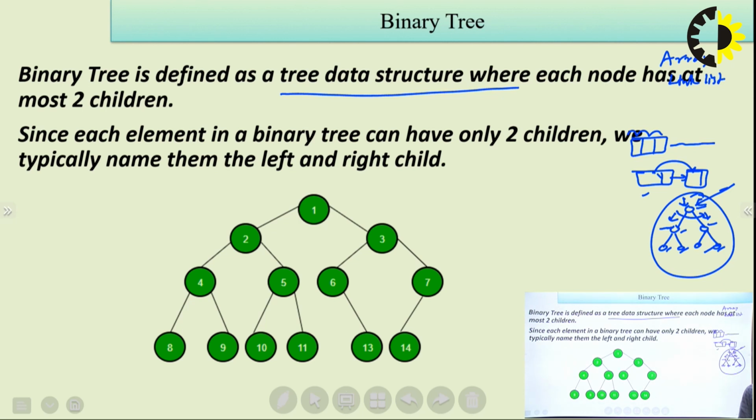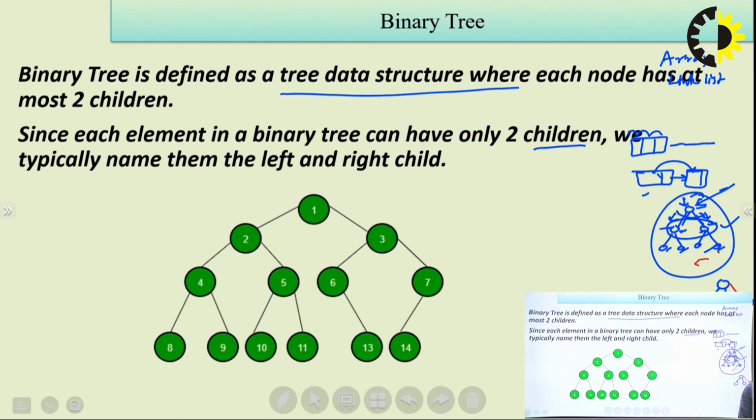So, what is a binary tree? A binary tree is defined as a tree data structure where each node has at most two children. As in this case, this is a binary tree because a node contains at most two children. In a general tree there is no restriction on the number of children. It may be 2, 3, 4 and many more, but in a binary tree, at most two children.